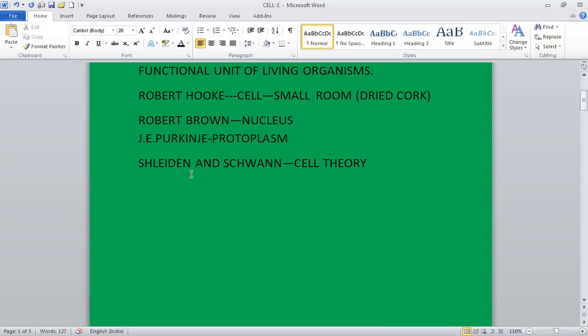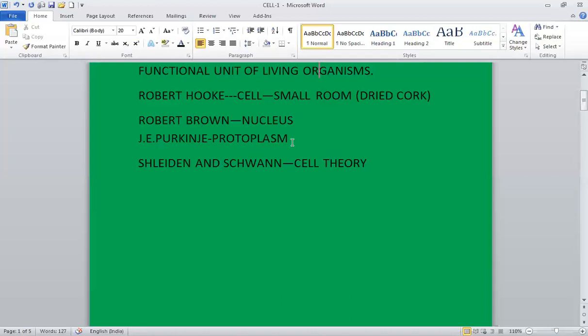Then there were two scientists, Matthias Jacob Schleiden and Theodor Schwann, who independently proposed the cell theory. And what does this theory say? This was the biggest breakthrough in cell biology. They said that all organisms are composed of cells, and thus the cell is the basic unit of life. They also observed the presence of a plasma membrane covering the animal cells and a thick cell wall surrounding the plant cell.